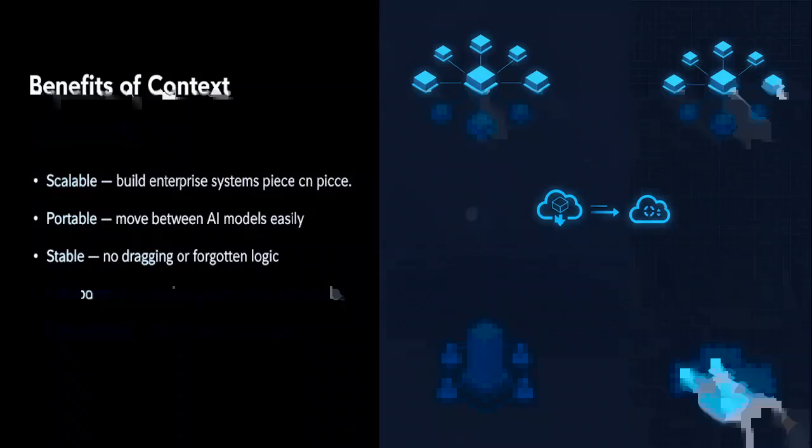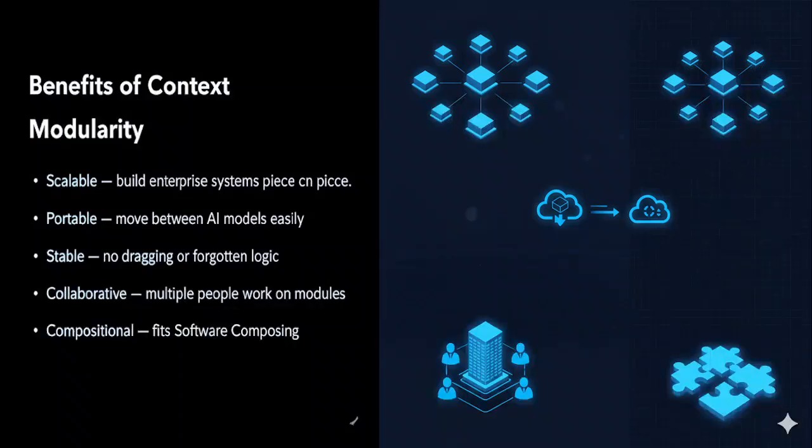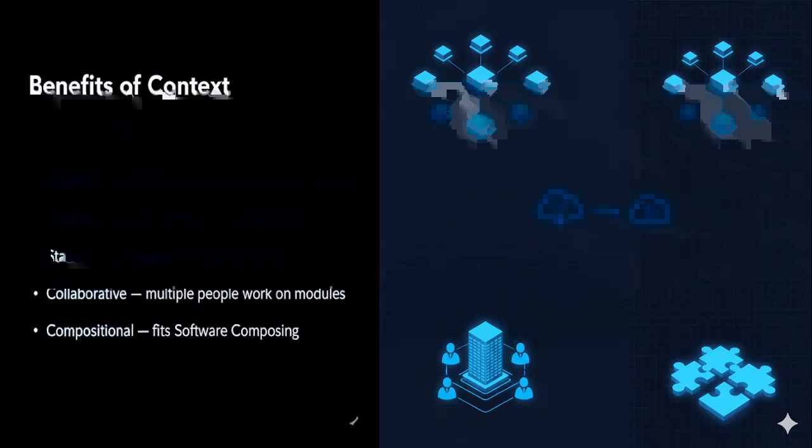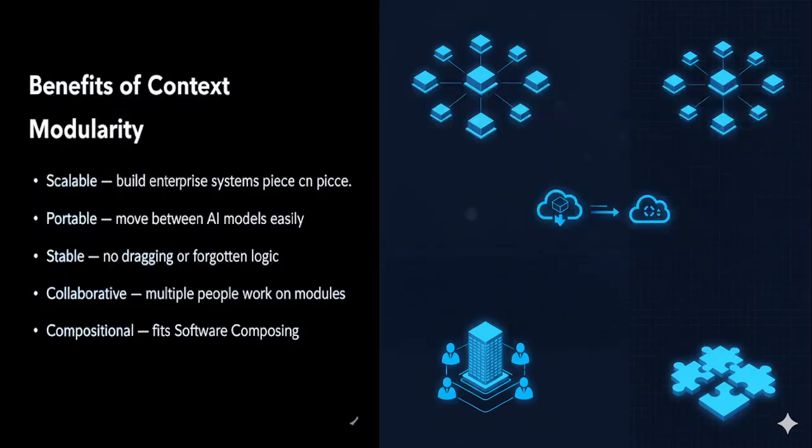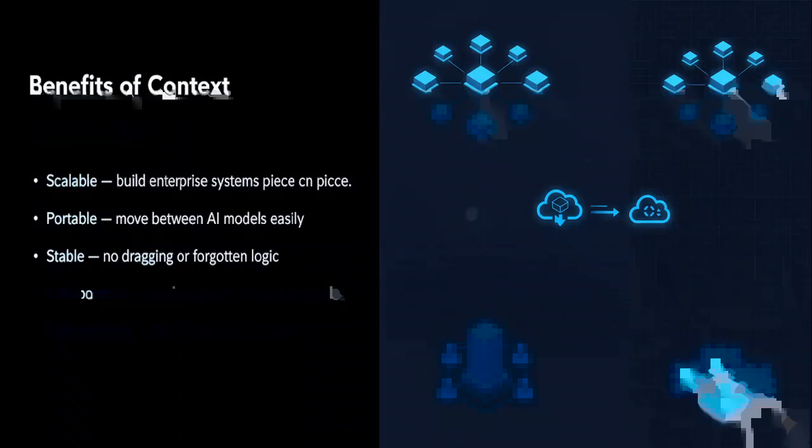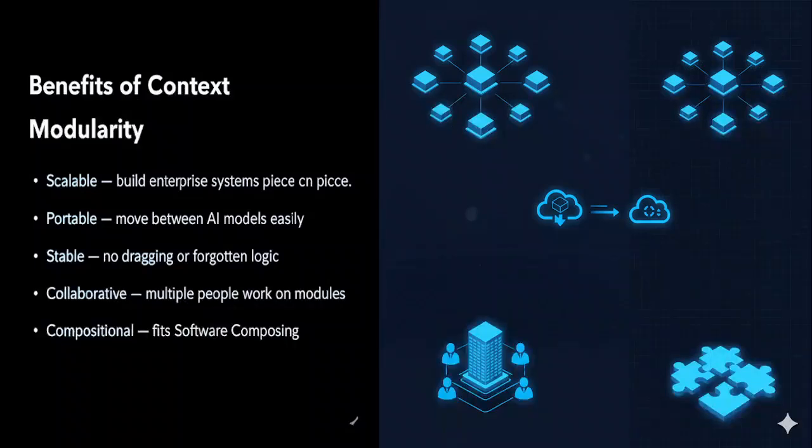Then the other part, and very important, is collaboration. So now multiple people can work on the same modules, or on different modules at once. Someone can handle this module using a different AI, and another person can handle another module using another AI, and then at last you can integrate those modules to form a system that will have a variety of features and functionality. Now the last part is composition, which fits the software composing idea.